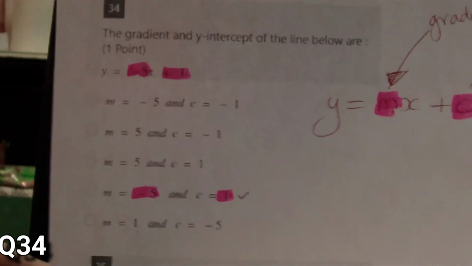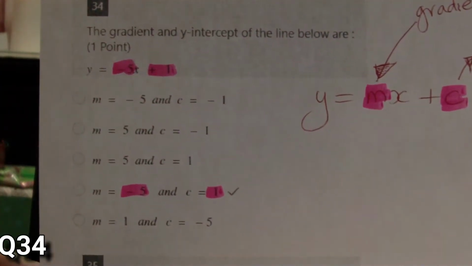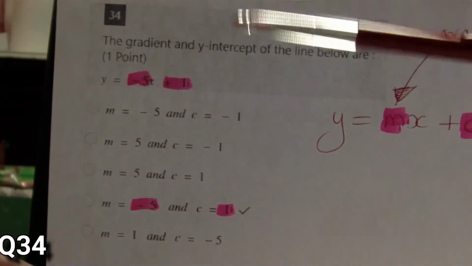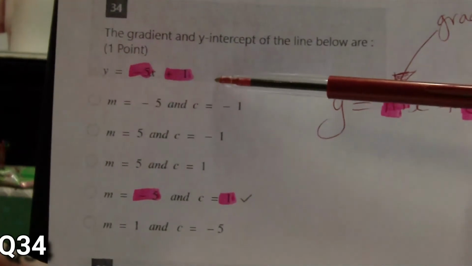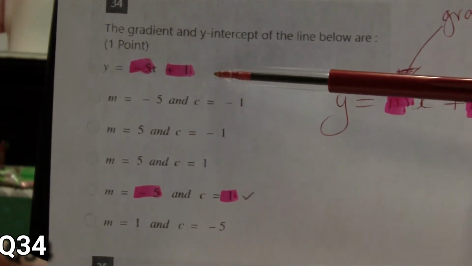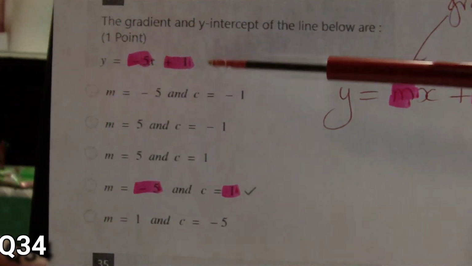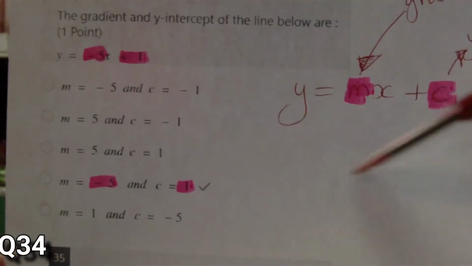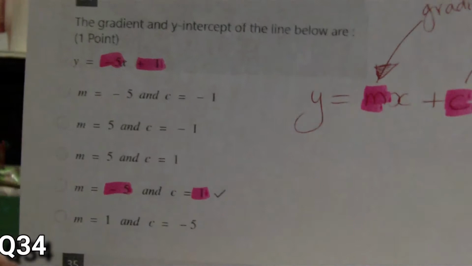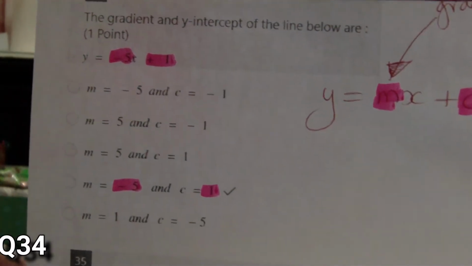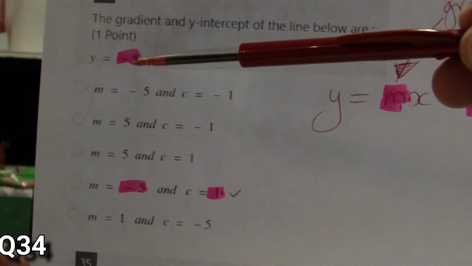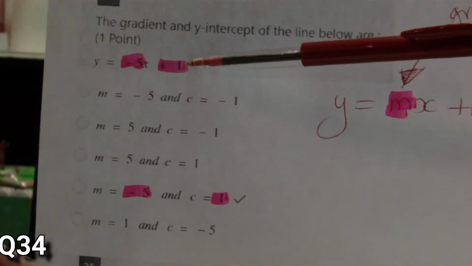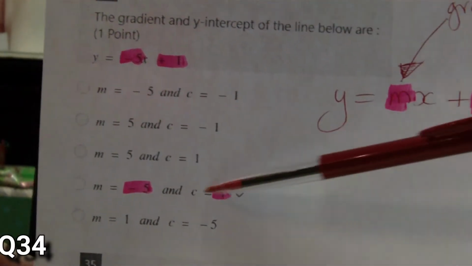The gradient and y-intercepts of the line below. Guys, do you notice that this equation, as it was given to you, is in standard form? y equals minus 5x plus 1. Guys, there's standard form, eh? y equals mx plus c. When it's in standard form, they've given you the gradient. There it is, minus 5. And they've given you the y-intercept. There it is, plus 1. So the answer is this one here.